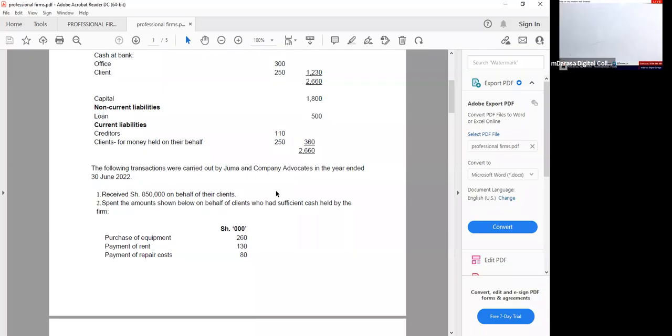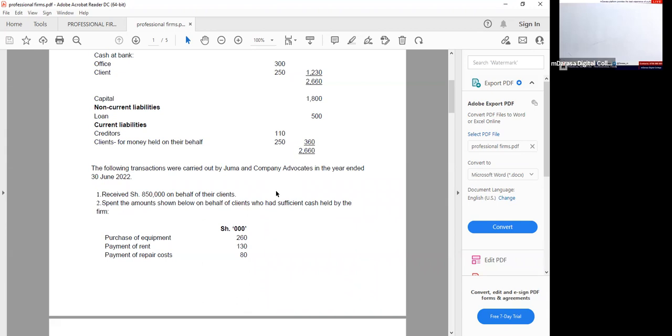The first transaction you're given here is received 850 on behalf of their clients. So anytime you're to record cash received on behalf of the clients, recall, we said we debit our cash book, clients column, and we credit our clients account, clients column.